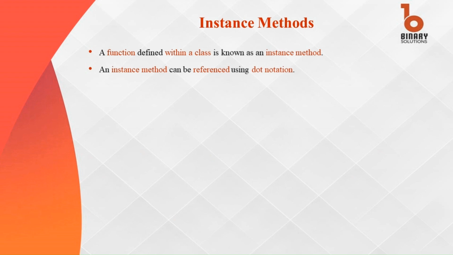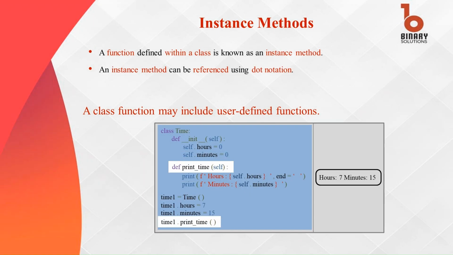In Python, a class can include user defined functions, also known as instance methods, which operate on the attributes of an object. In this example, the time class is defined with an init method that initializes two attributes, hours and minutes, to 0. Additionally, a user defined method, printTime, is created to display the values of these attributes in a formatted manner.